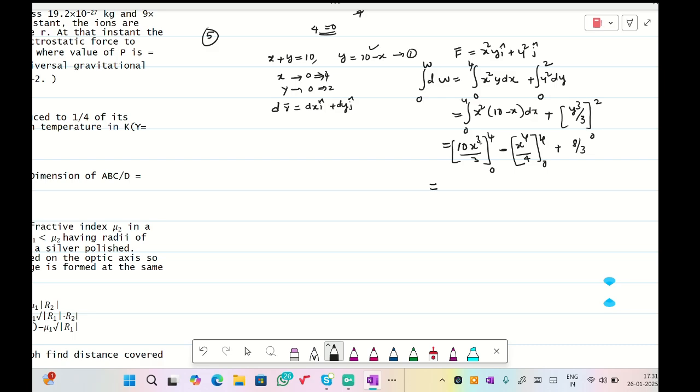So 4 cube 64, 640 by 3 plus 8 by 3 minus 4 power 4 256 by 4, that equals 64. That is equal to 648 by 3, that is 216. 216 minus 64, that equals 152 joules of energy. So this is fifth answer.